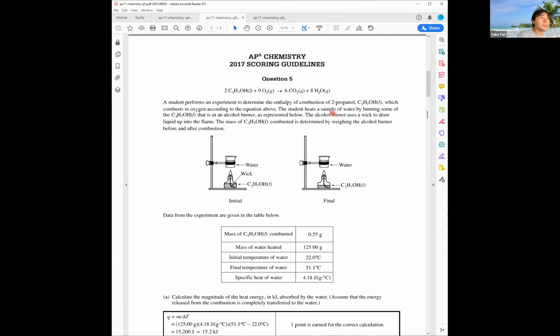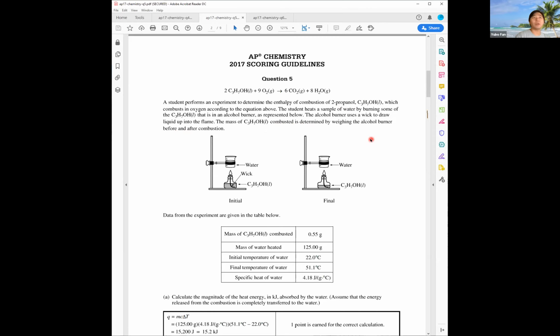The student heats a sample of water by burning some of the 2-propanol that is in an alcohol burner as presented below. The alcohol burner uses a wick to draw liquid up into the flame. The mass of 2-propanol combusted is determined by weighing the alcohol burner before and after combustion. Okay, so 2-propanol is usually called isopropanol.